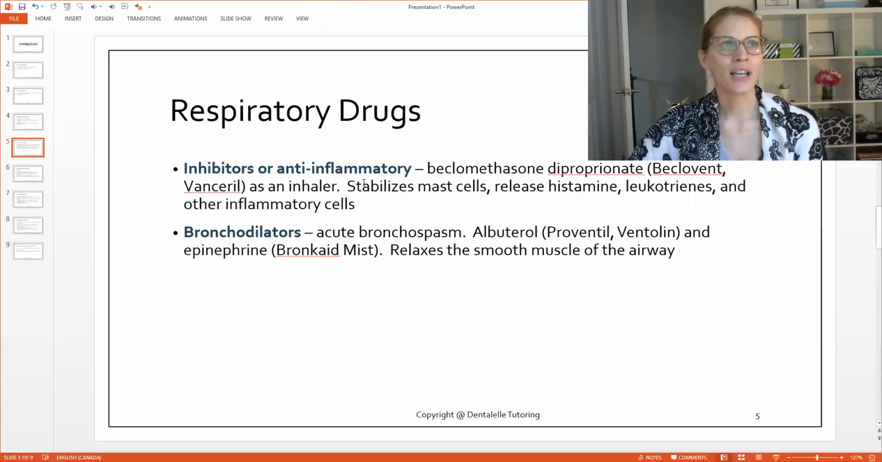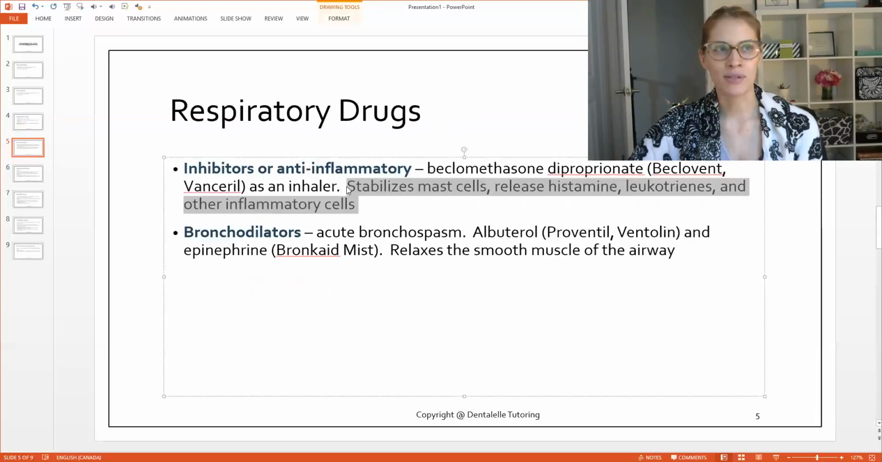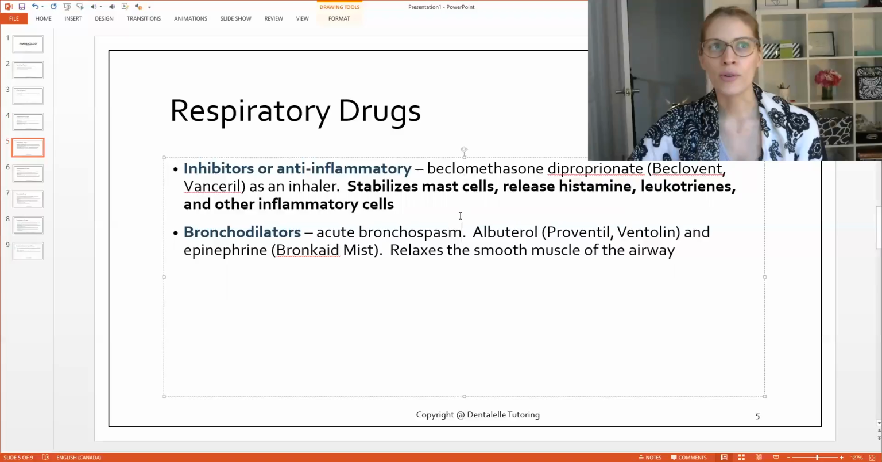Okay, next category. So this one here, people tend to confuse as well because there are different types. So let me just talk about this. The first type is the inhibitors, or the anti-inflammatory. So these are the common meds here, which again, I'm not going to try to pronounce, I'm sorry, but they are used in an inhaler, okay? So what these do is they actually stabilize the mast cells, which release histamine, leukotrienes, and other inflammatory cells. So these are used as the inhaler.